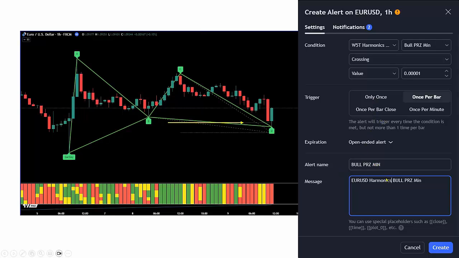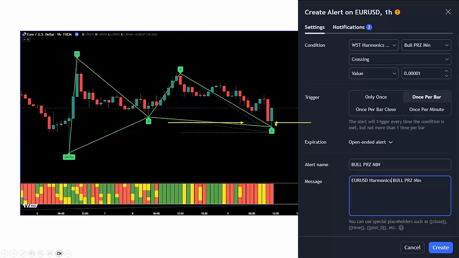I've called it alert name, and then the message I get on the TradingView app, or indeed on the chart, would be what I've typed in, Euro US dollar Harmonics bull PRZ min. So all of a sudden I'm alerted to a harmonic pattern as completed. It's a potential bullish trade. It's on the Euro US dollar. Take a look at your chart.